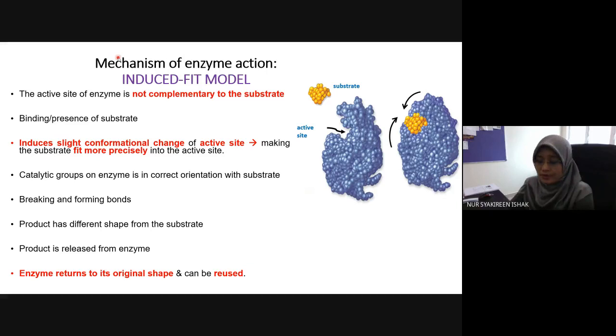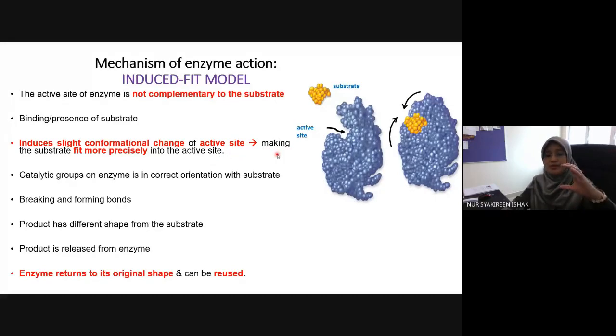The second one is the induced fit model. So for this one, it says here the active site of enzyme is not complementary to the shape of the substrate. So the shape of the substrate and the shape of the active site is different. Okay, so they do not complement each other. But as the substrate nears the active site and starts to bind to the active site of the enzyme, the active site will be slightly triggered or induced to change slightly. Okay, so it induces slight conformational change of the active site, making the substrate fit more precisely into the active site of the enzyme.